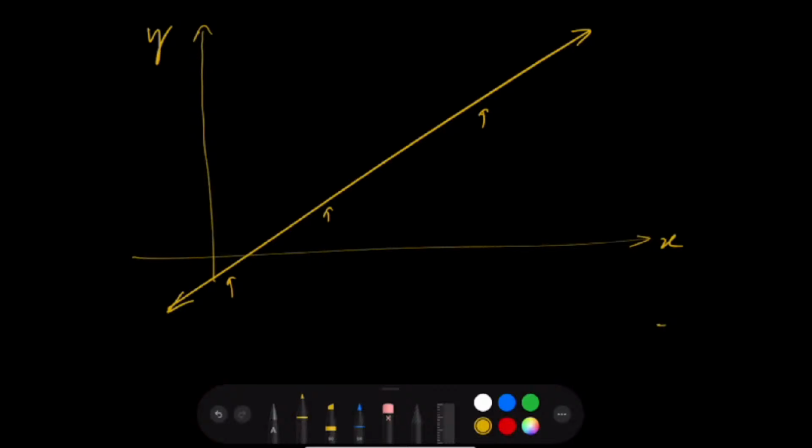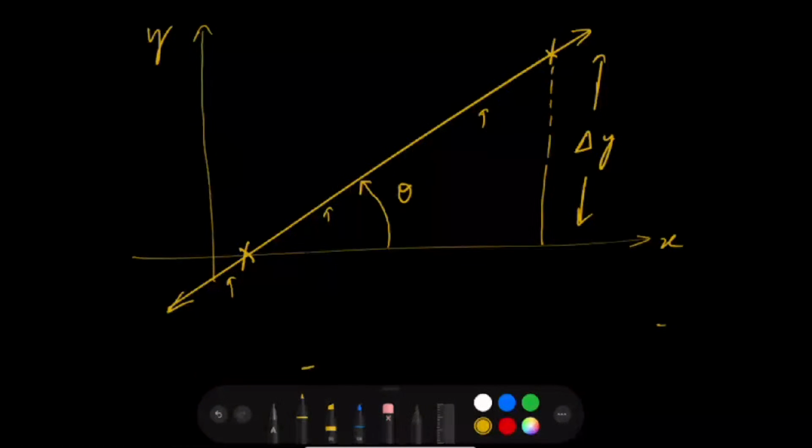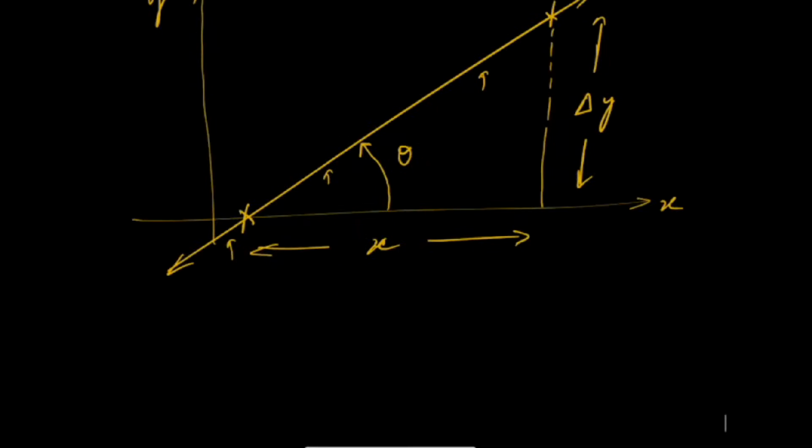Now, I told you that the angle of any line is always measured from the positive x-axis in the anti-clockwise direction. So this is the angle of this line. And you also know that slope is change in y by change in x. Suppose you start from here and you reach this point. This is the change in value of y. This is the change in value of x. So what was your slope?